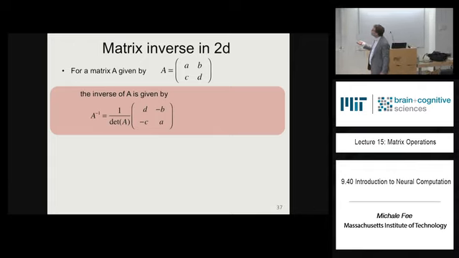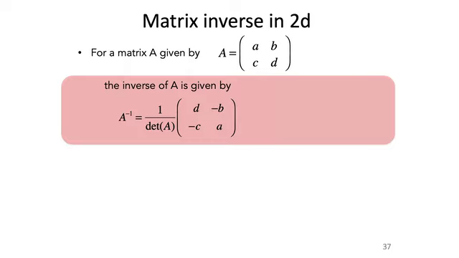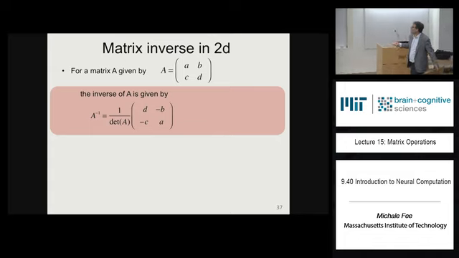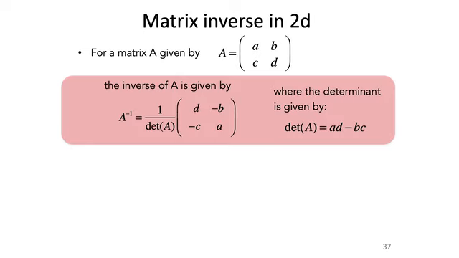Okay, so what you do is you flip. In a 2 by 2 matrix, you flip the A and the D, okay? And then you multiply the off-diagonal elements by minus 1, okay? Now, what is this determinant? Determinant is given by A times D minus B times C, okay?